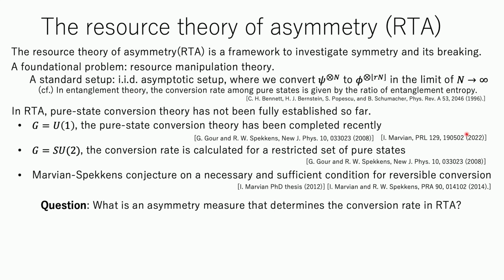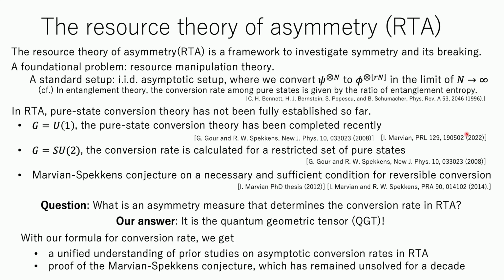Given these situations, a natural question we should ask is: what is an asymmetry measure that determines the conversion rate in the resource theory of asymmetry? Our study shows that the answer is the quantum geometric tensor. By using a formula to calculate the conversion rate with the quantum geometric tensor, we get a unified understanding of the prior studies on the asymptotic conversion rate in the resource theory of asymmetry. In addition, we affirmatively proved the Marvian-Spekkens conjecture. These are what we're going to see in the rest of my talk.